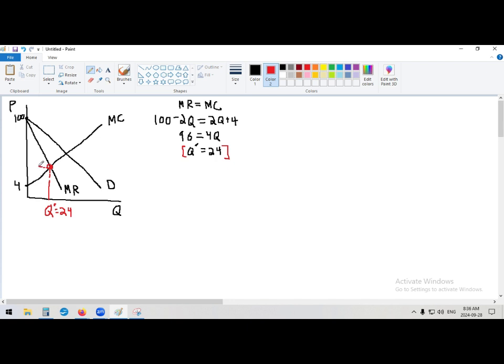And then once we have the market quantity, we go up to the demand curve here and set the market price P star. So here we take this, plug it back into the demand curve. We say market price P was 100 minus the quantity, which is now 24. So the equilibrium price P star is going to be 76. That's what we have here.